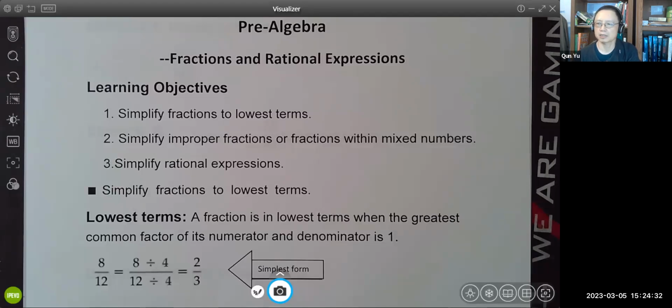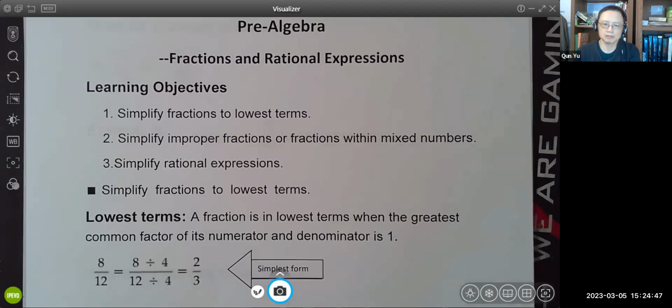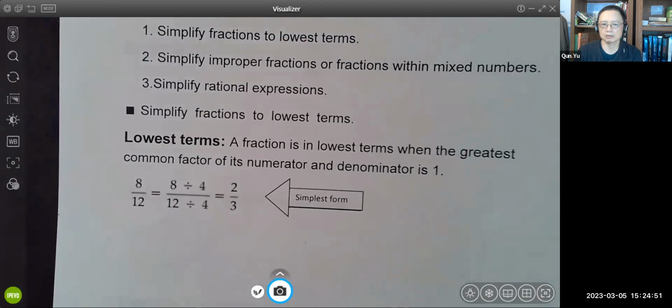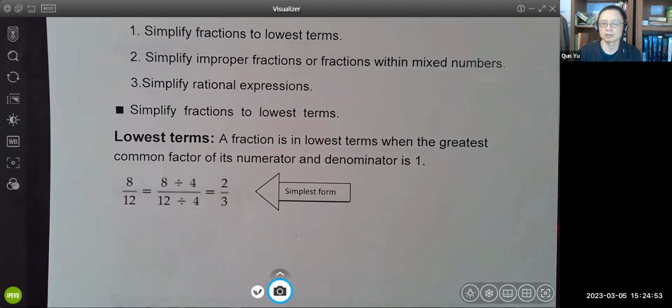A rational expression is just another fraction, except that you have polynomials in the numerator or in the denominator or in both of them. Okay, let's look at it one by one. First of all, we want to know what is called lowest terms.